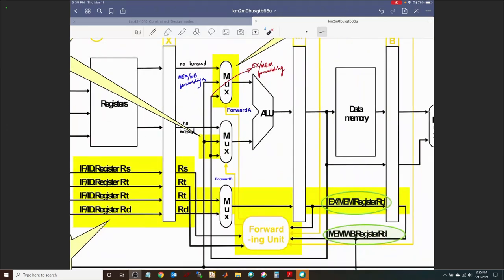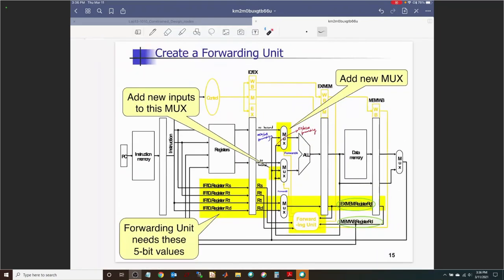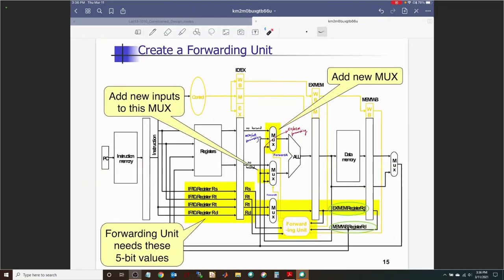All right. So that's no hazard. This is memory write back. This is execute memory forwarding. The same thing applies for the next one, right? So there's no hazard there. There is mem write back forwarding there. And then there is xmem forwarding over here, depending on what you select for forward B. All right. So that's your forwarding unit doing all of these selections. But for that, we need to add muxes, right? And also new inputs to the muxes.